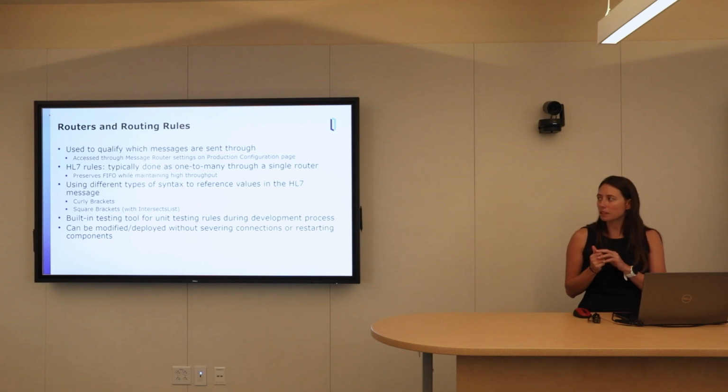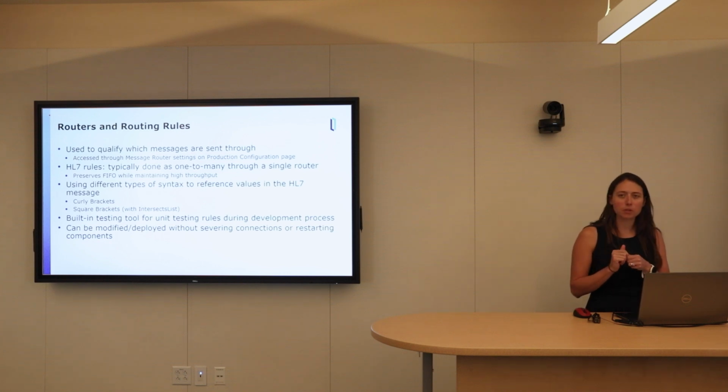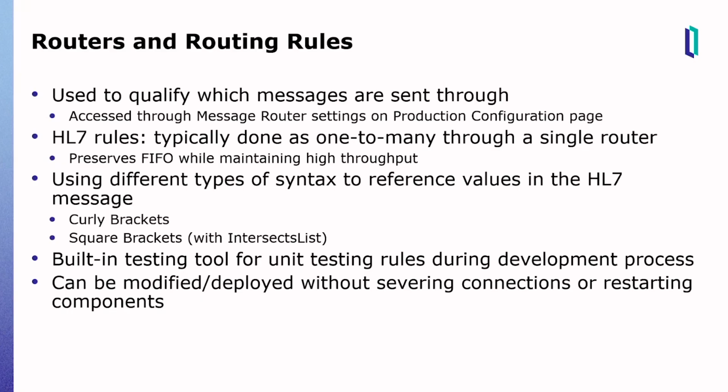All right. Routers and routing rules. Routers are another name for a process. Actually, in Health Connect, there are different kinds of processes that you can have. The most common one in the HL7 world is going to be a router. Its job is to take an HL7 message, evaluate based on some conditions whether that message is supposed to be sent out, and then send that message out the door, applying potentially some transformations in the process.